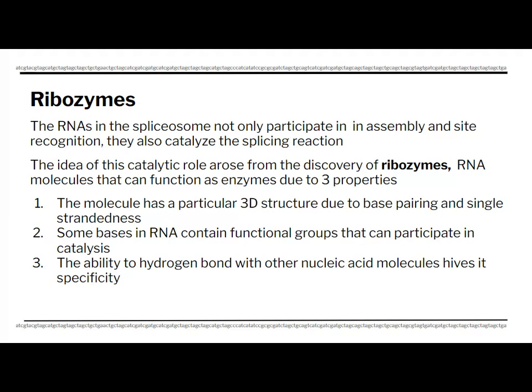The RNA molecules function as enzymes because of three special properties. Number one, they have a special 3D shape because of the single-strandedness and the sequence of molecules. They also have bases that contain functional groups that are really good at catalysis. And they have special hydrogen bonds that give it specificity. So, pieces of RNA can act like enzymes, and that is super cool.